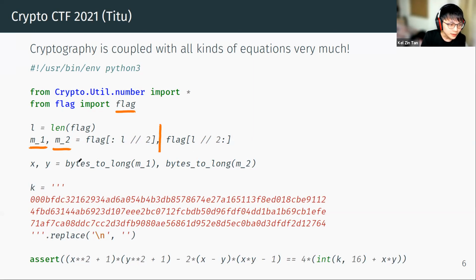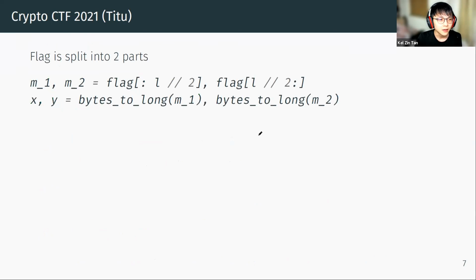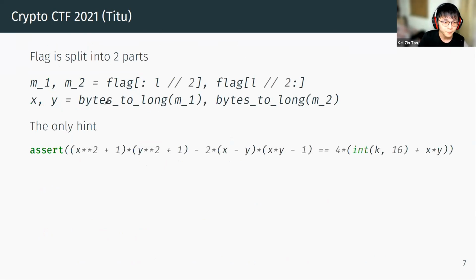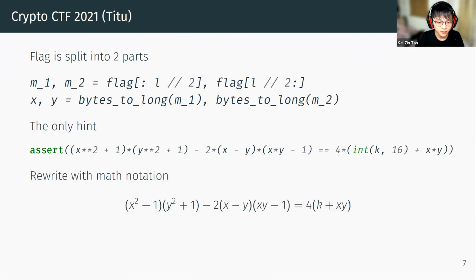So x is actually representing M1 and y is representing M2. So they want you to find this flag. How can we do that? Like I mentioned just now, the flag is split into two parts, x and y, and the only hint we get is this assertion. We need to find out the flag from this equation.